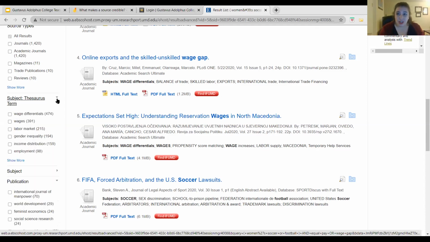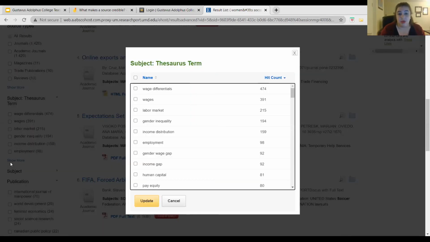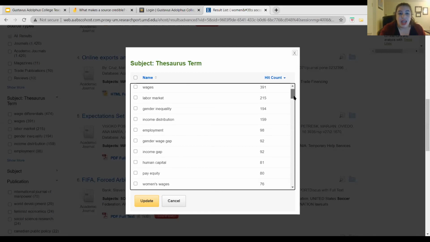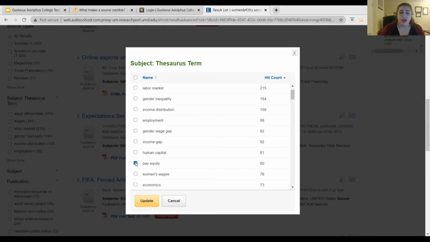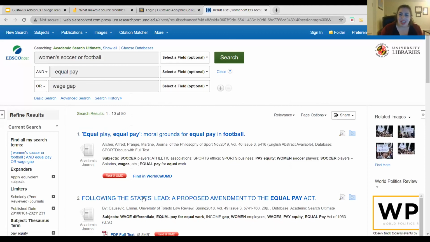But one of my favorite ways to filter down a search is to use the thesaurus term. So the thesaurus terms are terms that the authors of the articles have identified as additional keywords they've used in their article for searching. So I can take a look at different thesaurus terms, and I know that pay equity really aligns with what I'm looking for. So I'll click on pay equity and hit update. And now I'm down to 80 articles, which is a lot more manageable and easier to read through than that original 4,600 that we got.